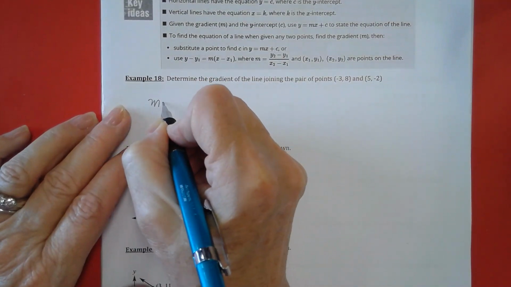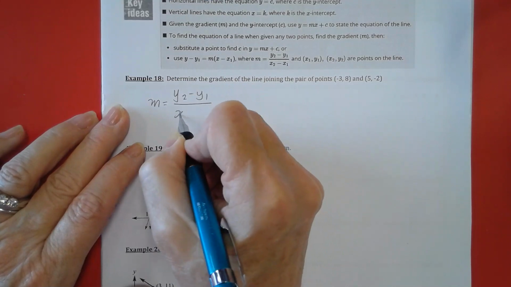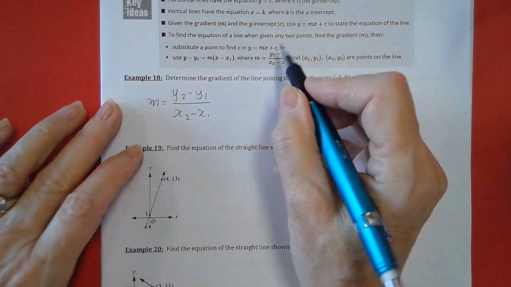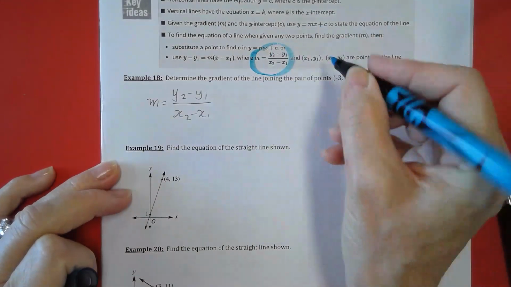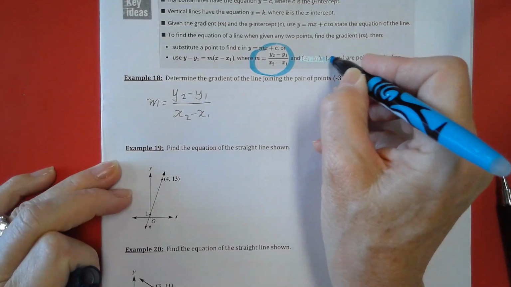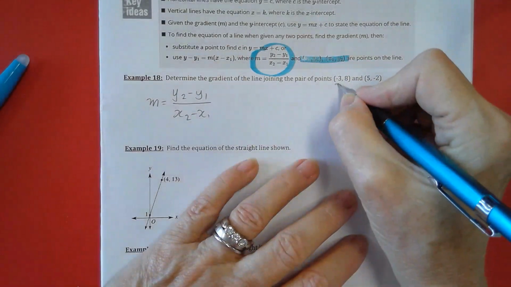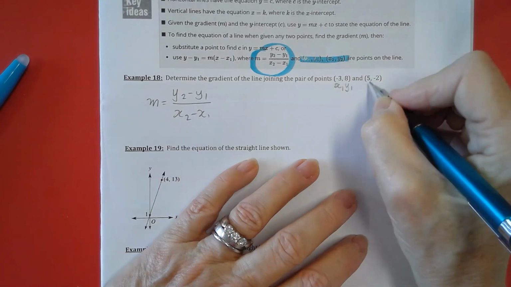Maybe you saw it last year. It's y2 minus y1 over x2 minus x1. So that's the formula for gradient, and it's right here on your sheet. And an important part of that is that these are the points. Okay, so I'm going to write that under my points. I'm going to write x1, y1, x2, y2.